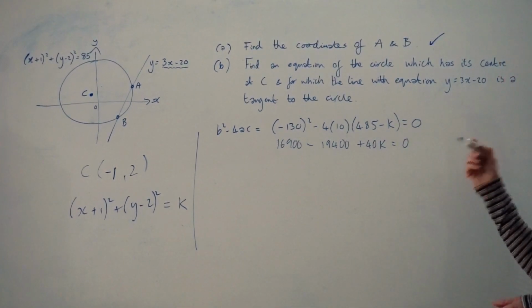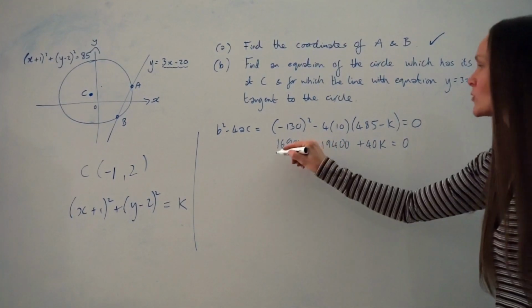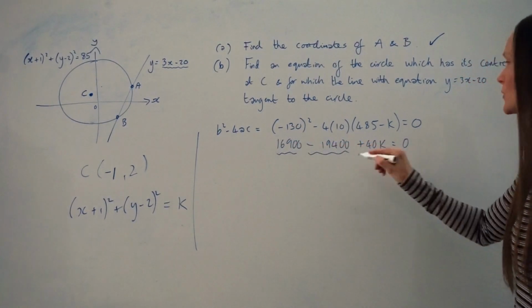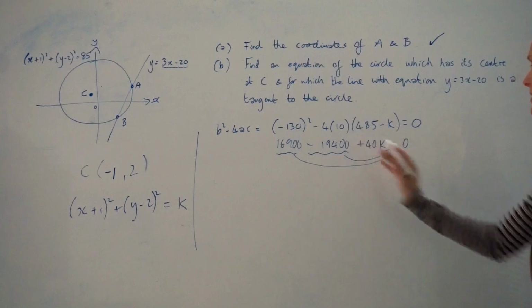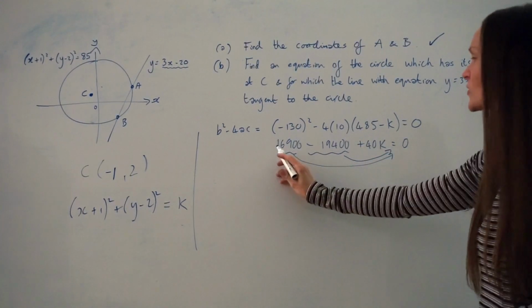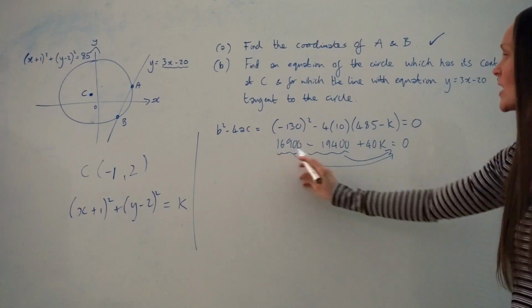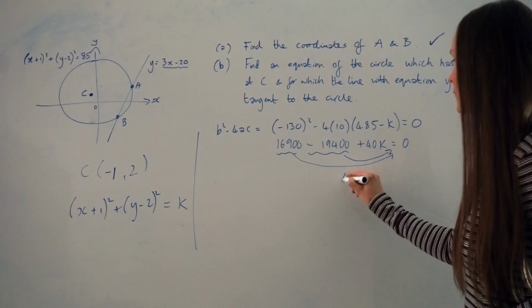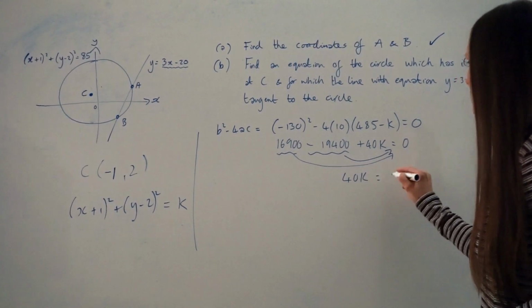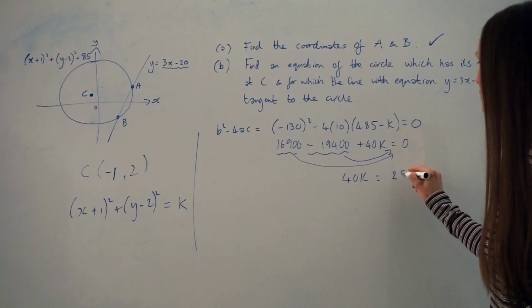Okay, so I'm trying to solve this equation for k. So I'm going to move these numbers over to the right-hand side of the equation, so that I isolate k on the left-hand side. So I'm going to subtract 16,900 and add 19,400. So that gives me 40k is equal to 2,500.